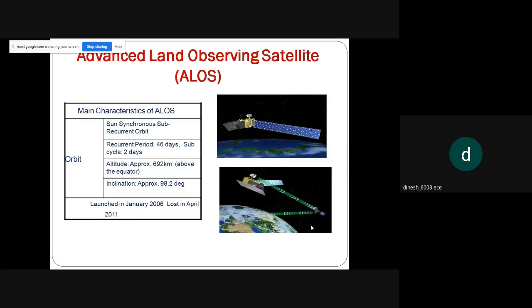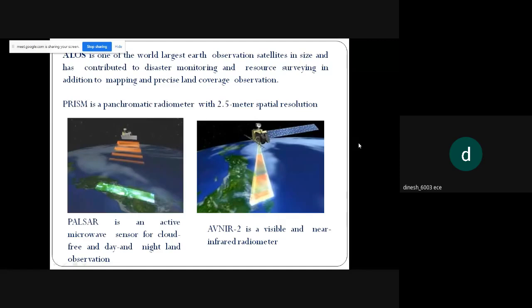Its orbit is a sun-synchronous sub-recurrent orbit with a recurrent period of 46 days and subcycle of 2 days. It was positioned around 692 km above the equator with an inclination of approximately 98.2 degrees. ALOS is one of the world's largest Earth observation satellites in size and has contributed to disaster monitoring and resource surveying in addition to mapping and precise land coverage observation.